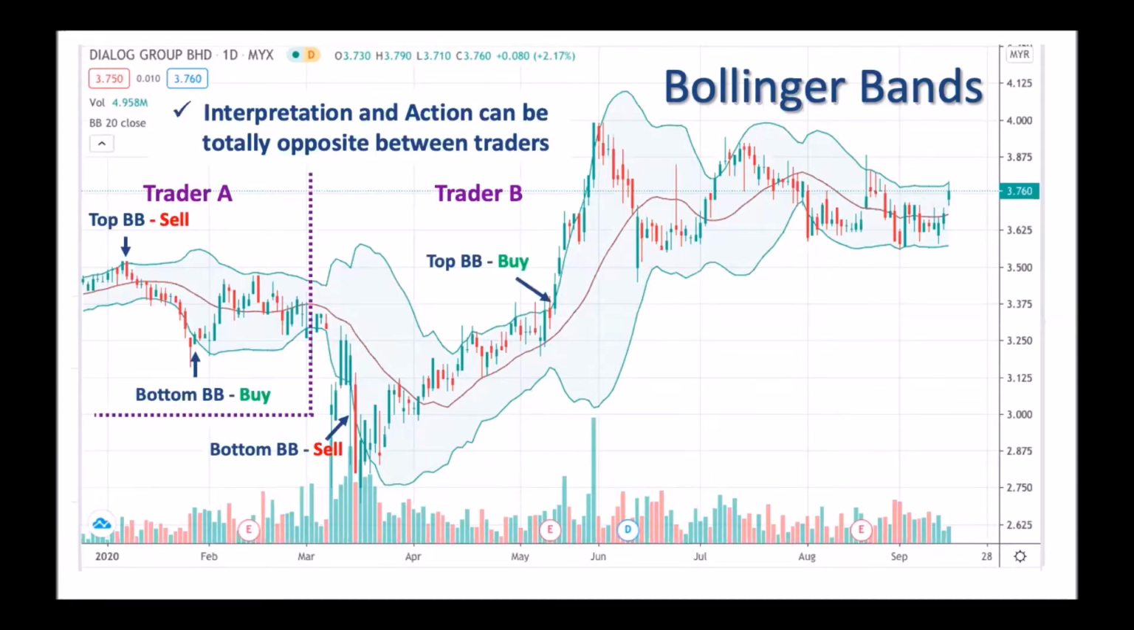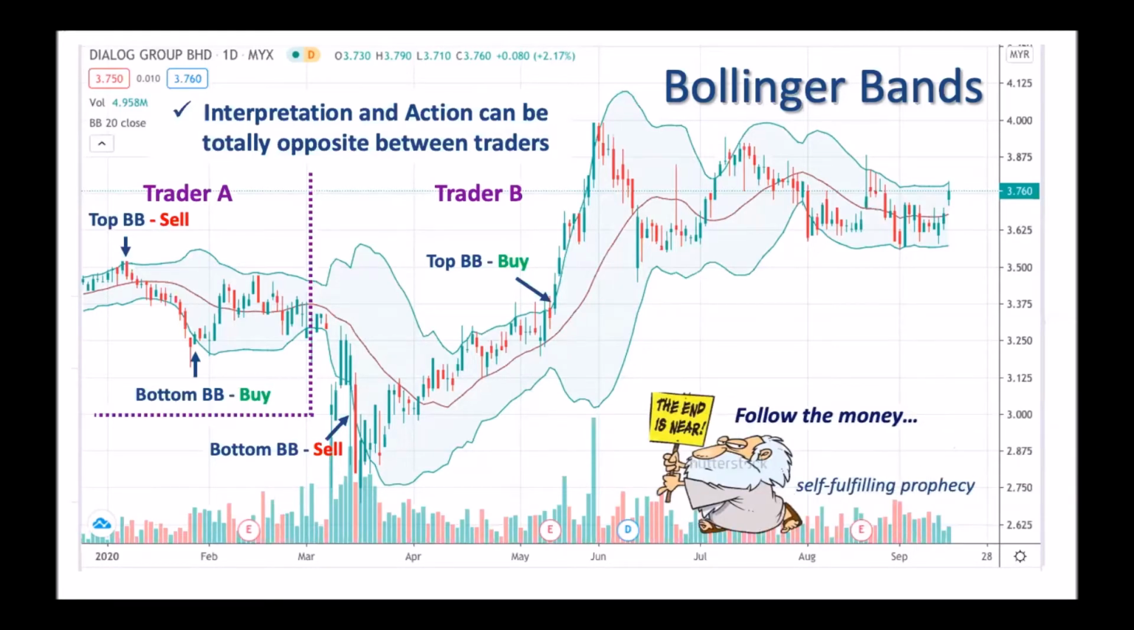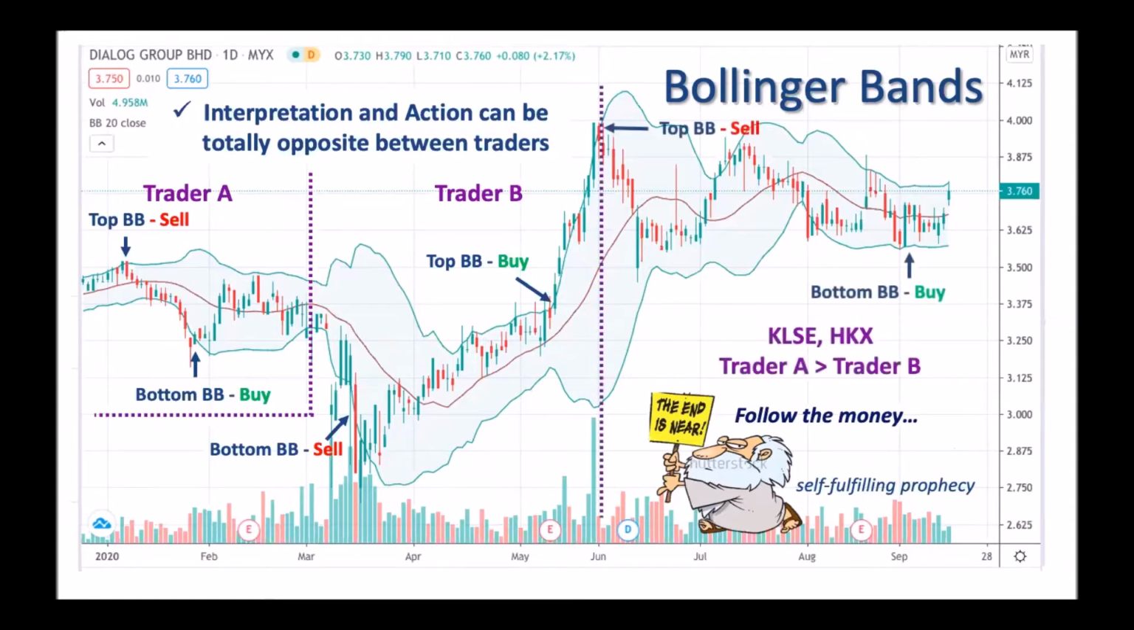You see, both of these traders are making money. However, through my observations, if we follow this self-fulfilling prophecy conceptual framework, we find that in KLSE, Hong Kong stock, and probably US and Singapore, most investors or traders will follow trader A's pattern more: sell when the price is at the top Bollinger Band and buy when the price is at the bottom Bollinger Band. Okay.